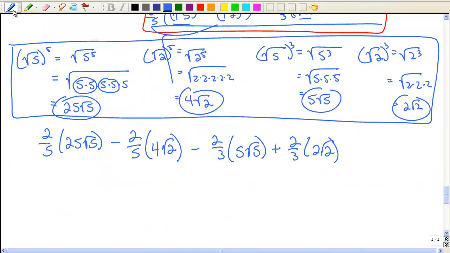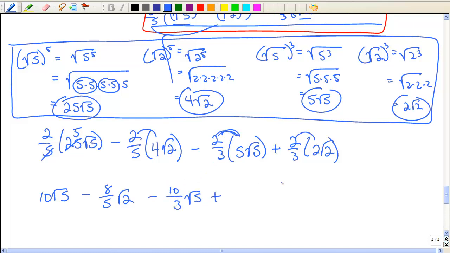Well, I do have some like terms, but let's go ahead and simplify some of these fractions. So 5 goes into there 5 times, so that's 10 square roots of 5. If I multiply that, that's going to be minus 8/5 square root of 2. Multiply those two, I've got 10/3 square root of 5. Multiply those, I've got 4/3 square root of 2. Got 10 square roots of 5 minus 10/3 square roots of 5. As you recall, we can keep the radical square root of 5 and just add or subtract the coefficients.